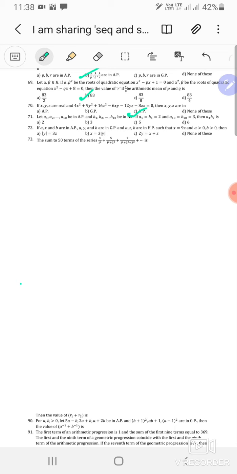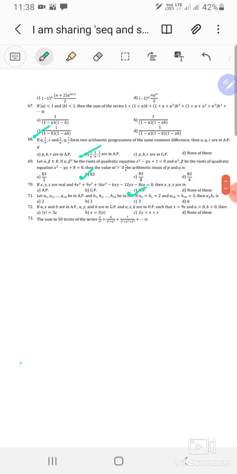The next question is let A1, A2 all the way till A10 be in AP and H1, H2 all the way till H10 be in HP. If A1 is equal to H1 is equal to 2 and A10 equals H10 equals 3, then A4, H7 is. Okay.